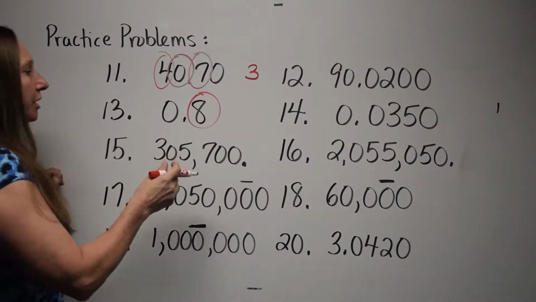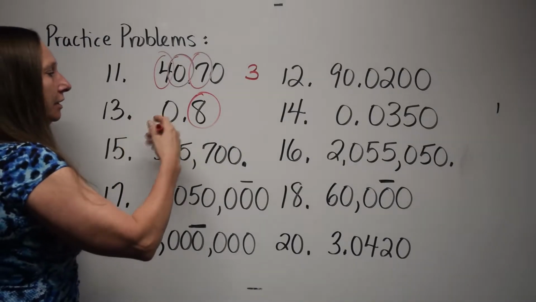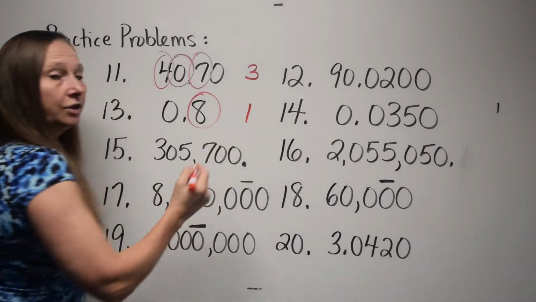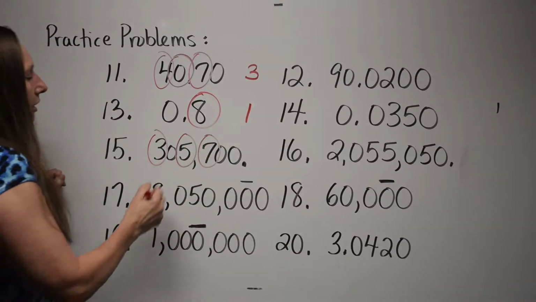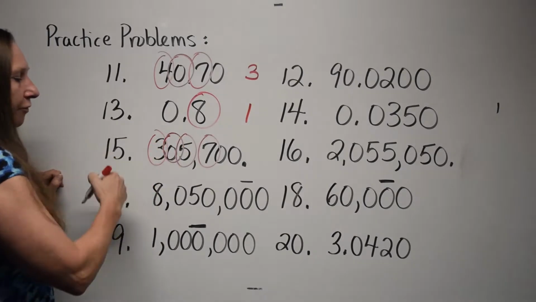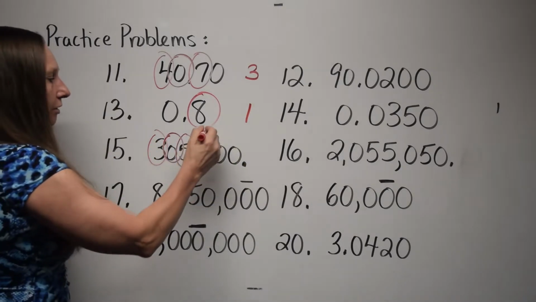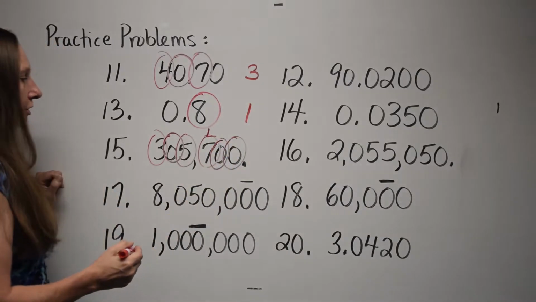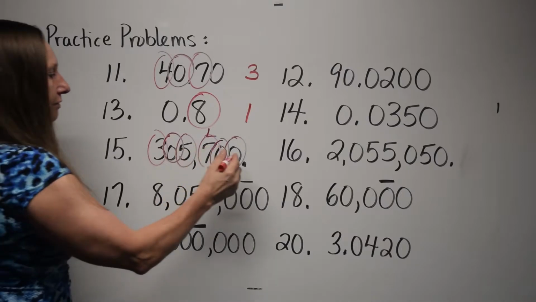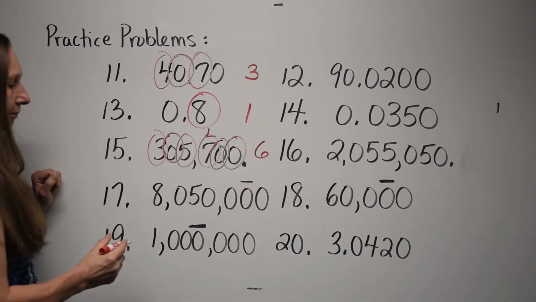Non-zeros, zeros between, zeros before are not significant. Zeros after, there are none. One significant figure here. Non-zeros and dashed zeros, zeros between, zeros before, zeros after the last non-zero are significant if there's a decimal. There's a decimal, so those two zeros are significant. One, two, three, four, five, six significant figures here.